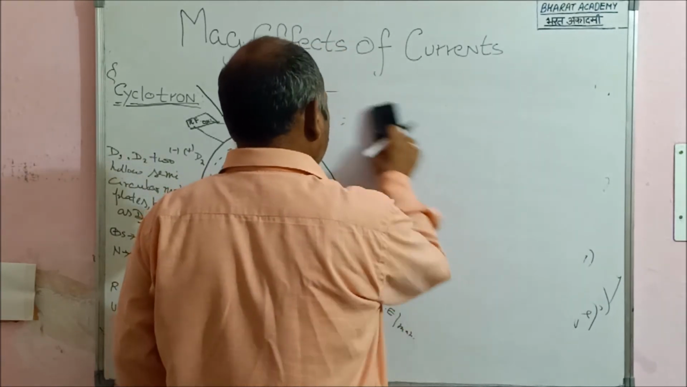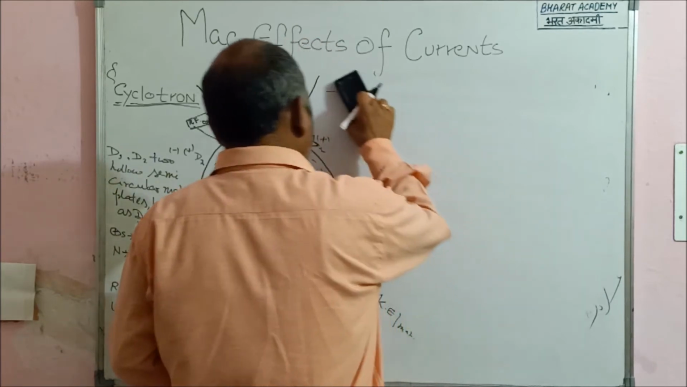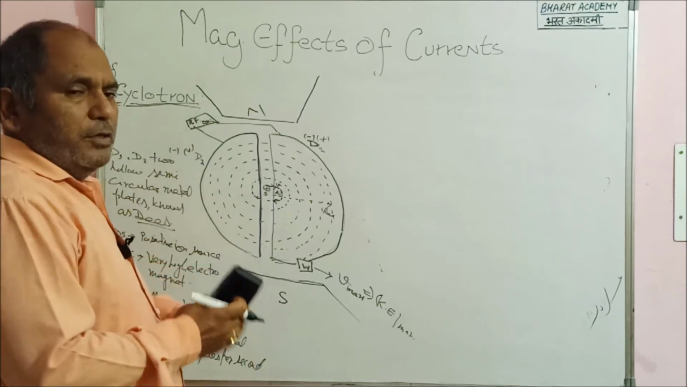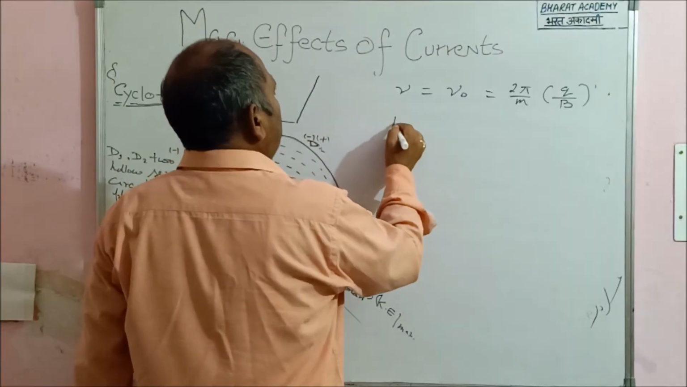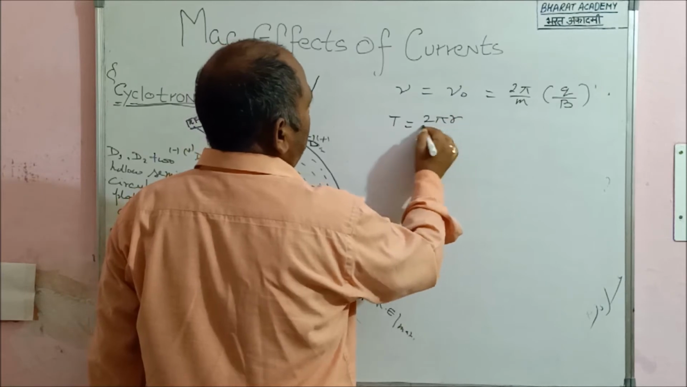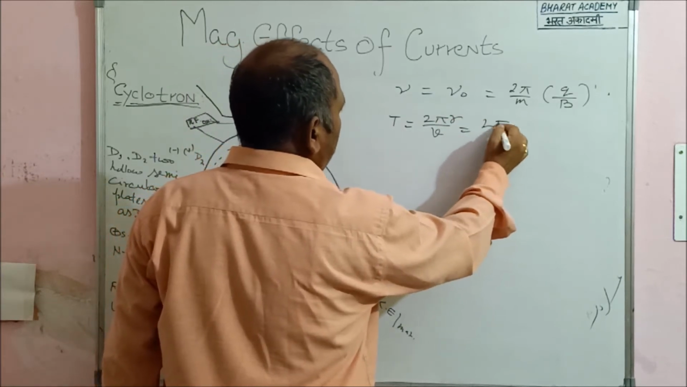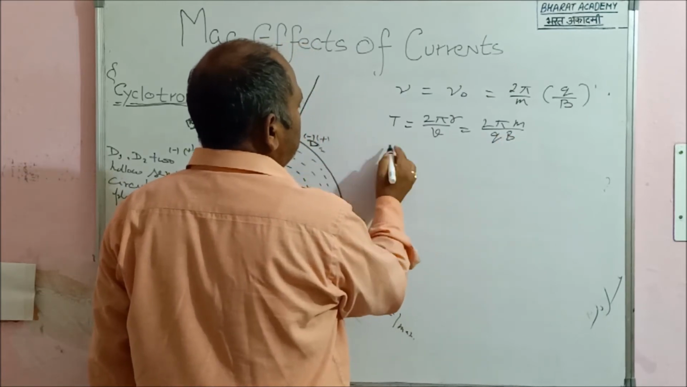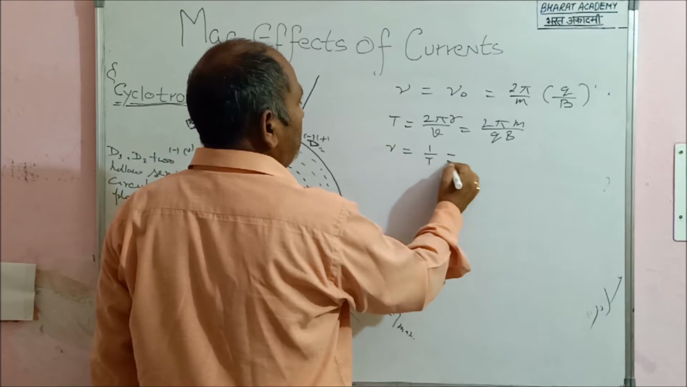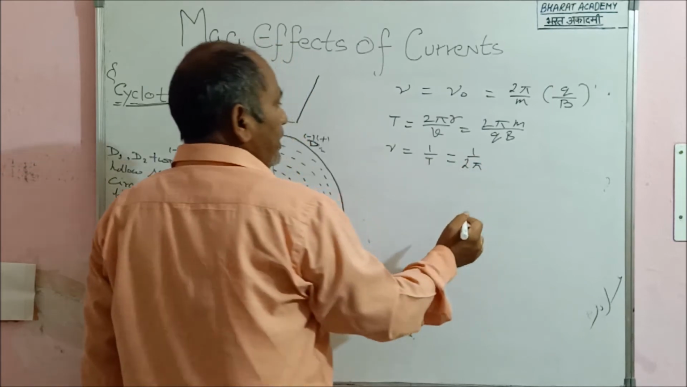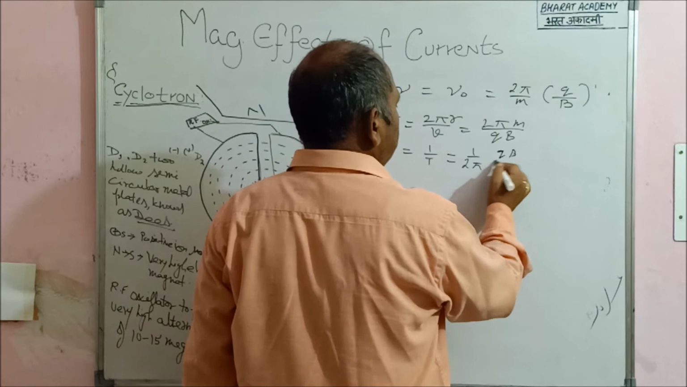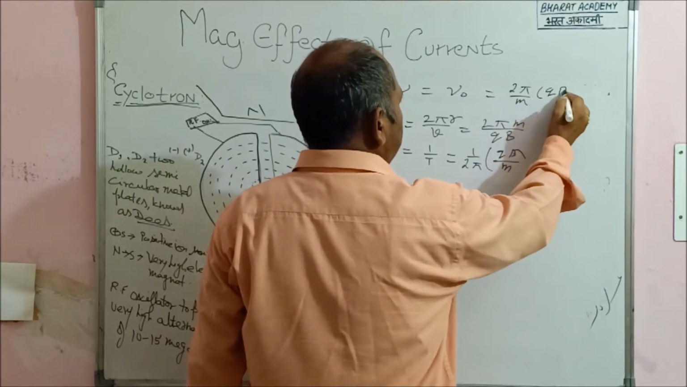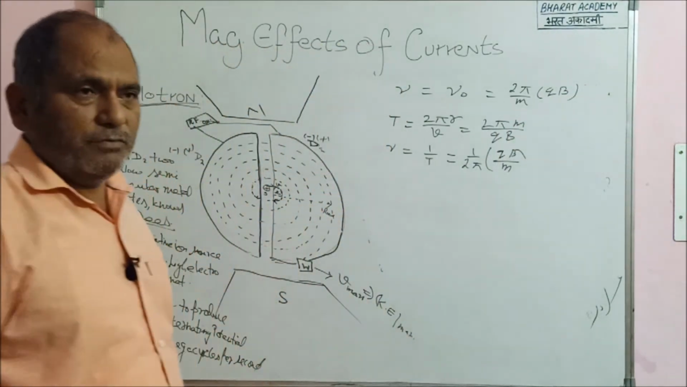What will be the maximum radius of this one? Or first of all, what will be the frequency of resonance to produce this acceleration? T was what? 2 pi r by v, which comes out to be 2 pi m by qB, right? And frequency nu is nothing but the reciprocal of time period. It comes out to be qB by 2 pi m, right? This will be the resonant frequency.